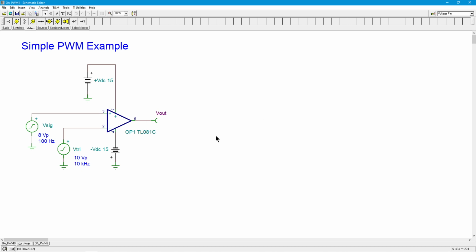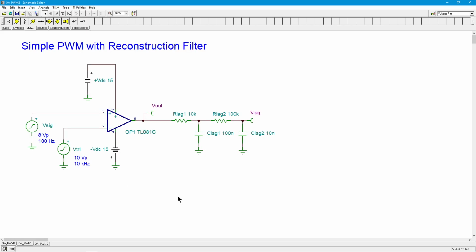Well, we can prove it mathematically, but it's nice to just come up with a circuit and actually see it, okay? So what I'm going to do is take this same circuit and stick on the output a very simple little filter, little RC lag networks. I've got two lag networks over here, and I've set them so that they're critical at about 160 hertz each.